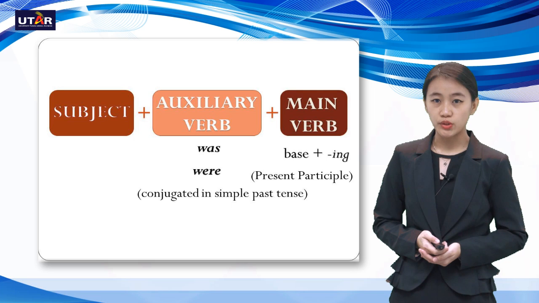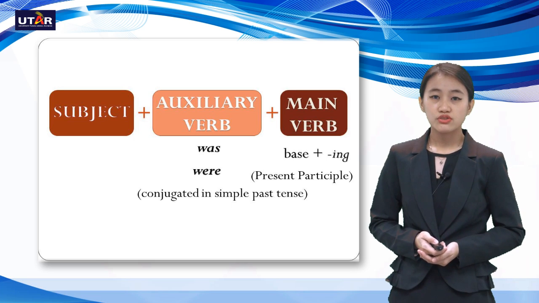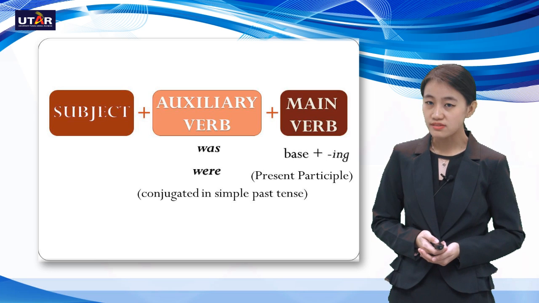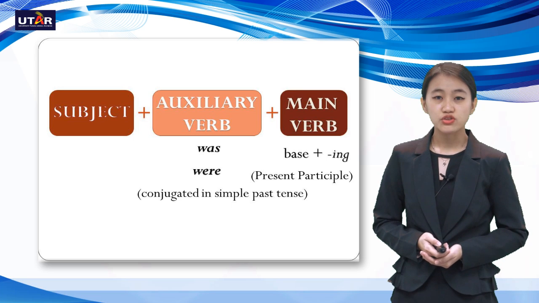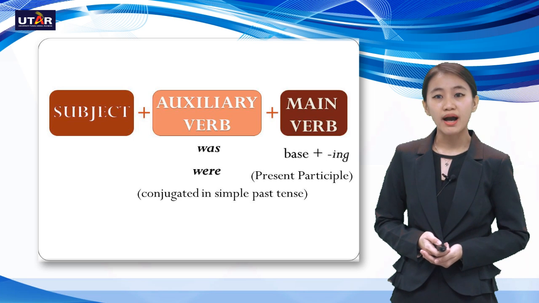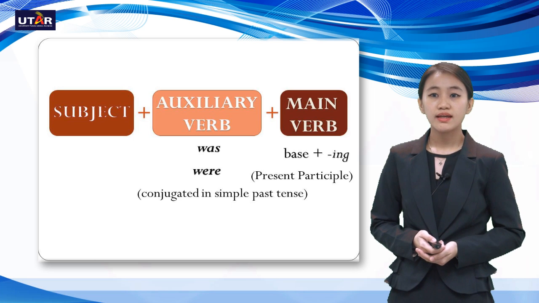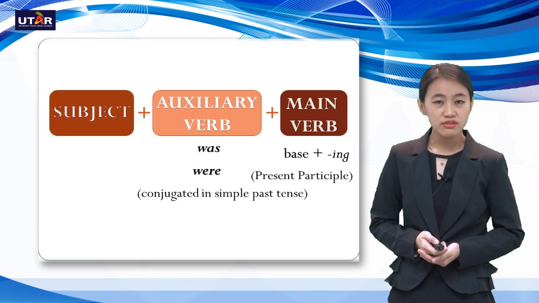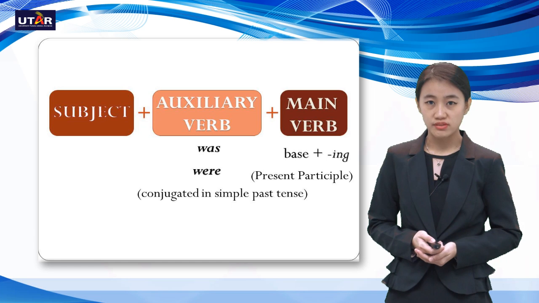For past continuous, the auxiliary verb used is the be verb. So, since it is in past, therefore, you use was or were. So, the be verb in past will be was or were. Then, it is followed by the main verb. Now, the main verb here would be base followed by ing. So, in other words, we call it the present participle.